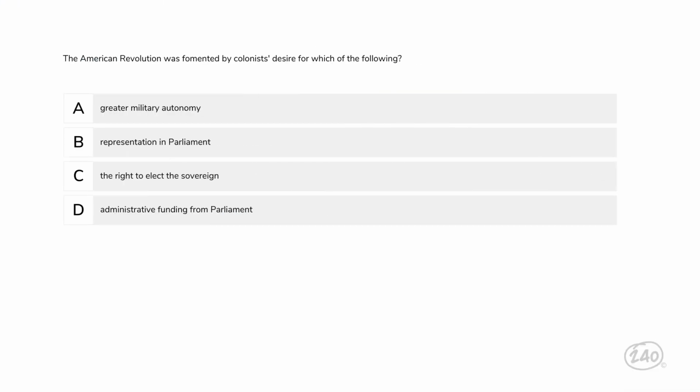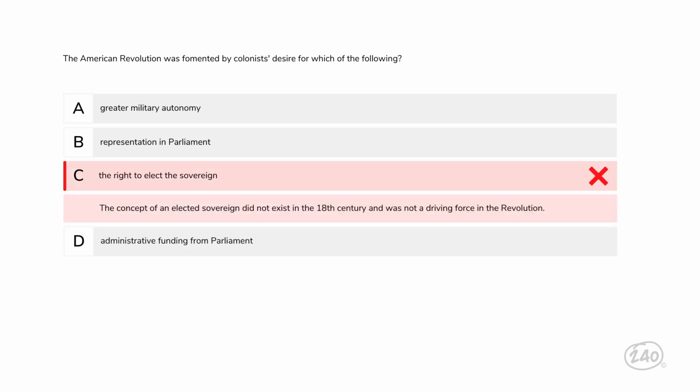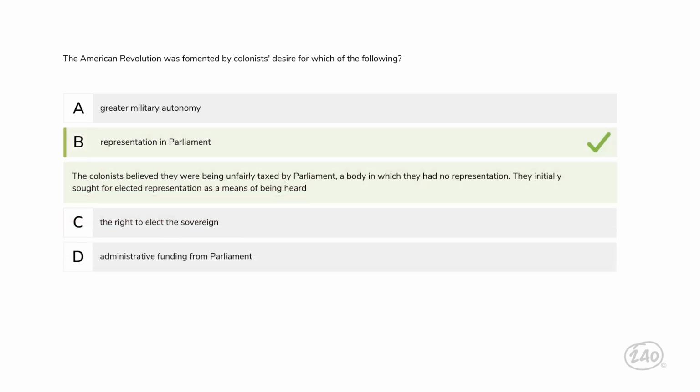The American Revolution was fomented by colonists' desire for which of the following? Greater military autonomy, representation in Parliament, the right to elect the sovereign, administrative funding from Parliament. Now, let me admit something to you. At first, I thought this was the right answer, but with the immediate answer feedback I got while studying, I see that this is the one we want. That's right. The colonists believed they were being unfairly taxed by Parliament, a body in which they had no representation. They initially sought elected representation as a means of being heard.